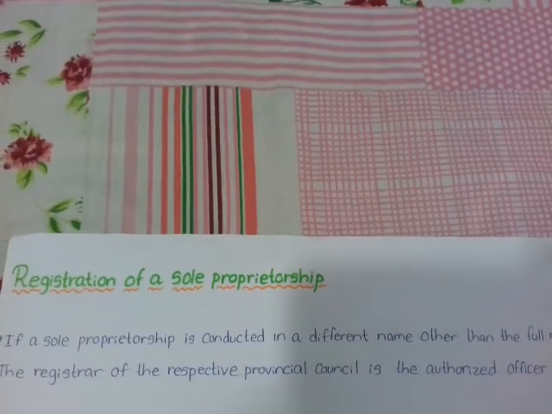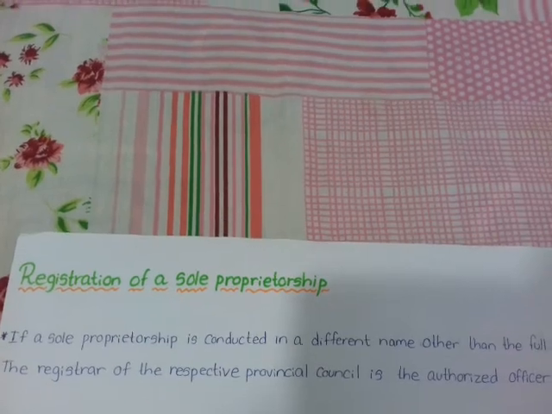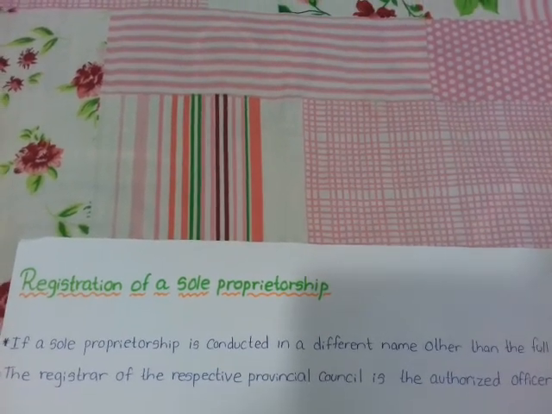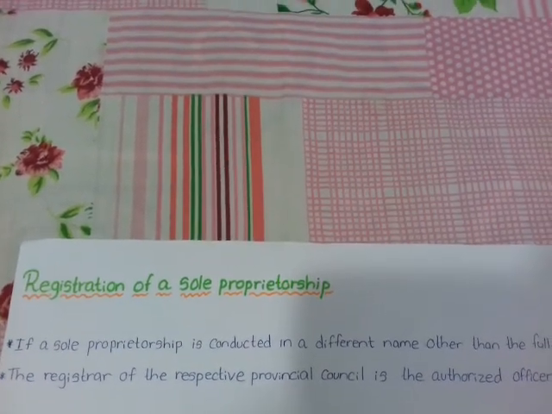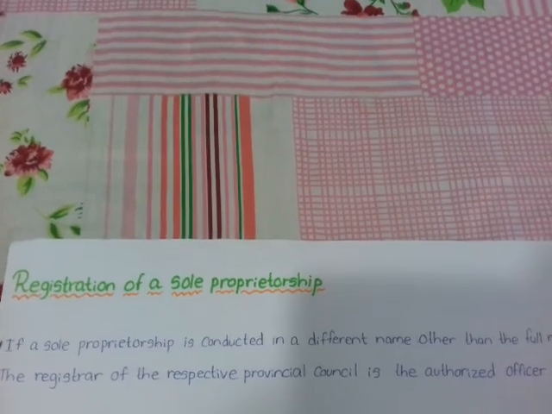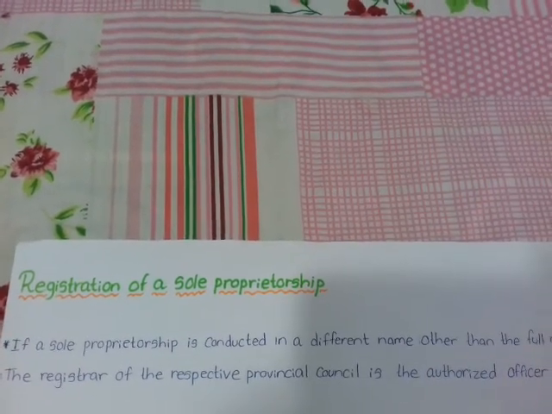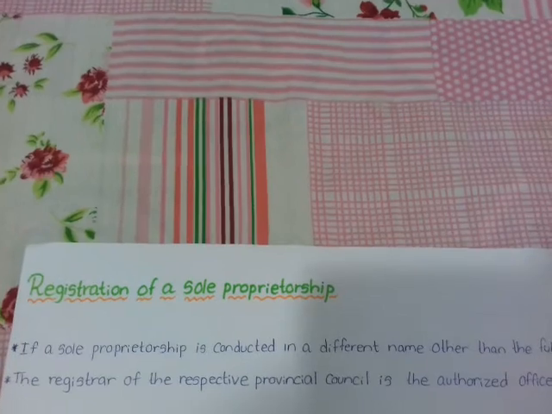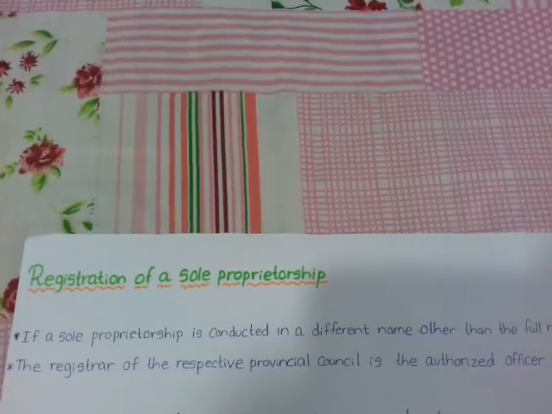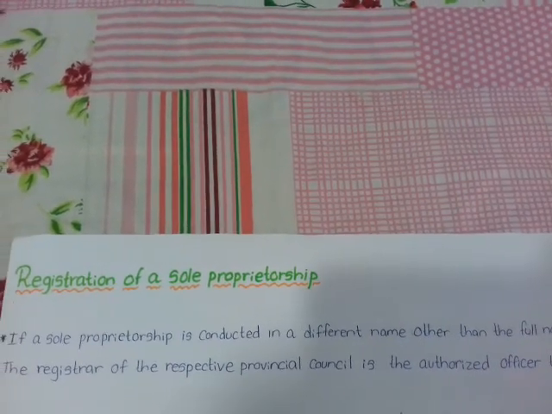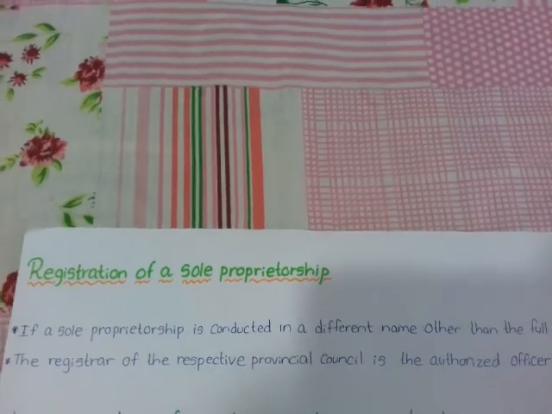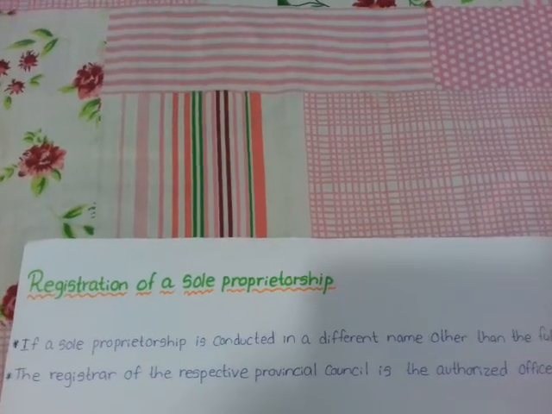Now for example, think I am starting a business. Now my name is Dhananjana. If I put my full name into the business as the business name, then it does not need to be registered. But if I put something like Dhananjana Stores or Dhananjana's Place or something, then it should be registered.